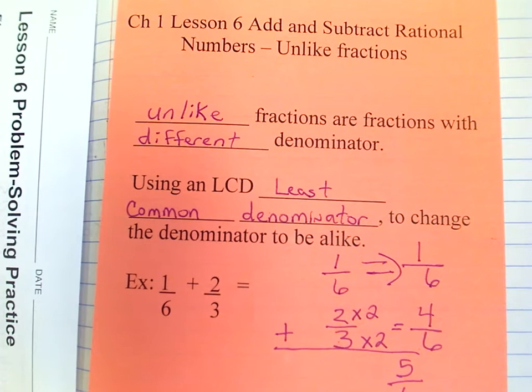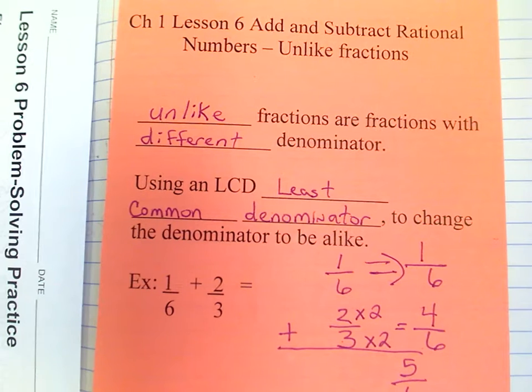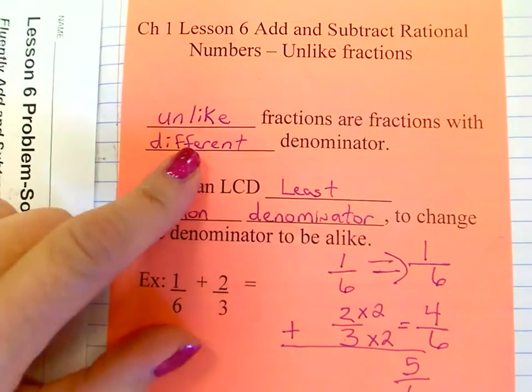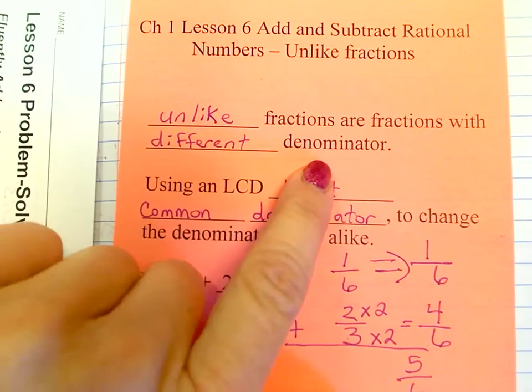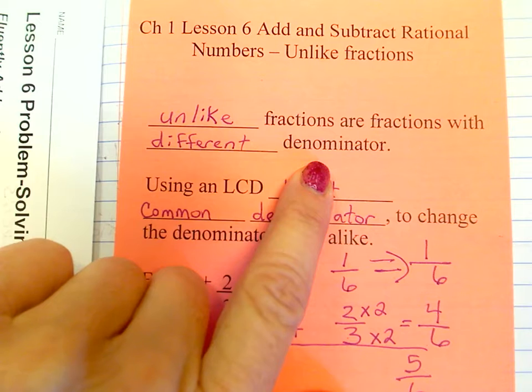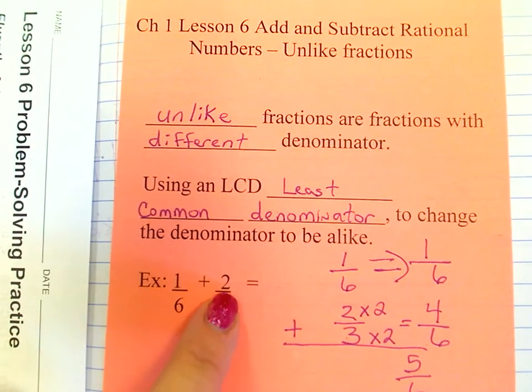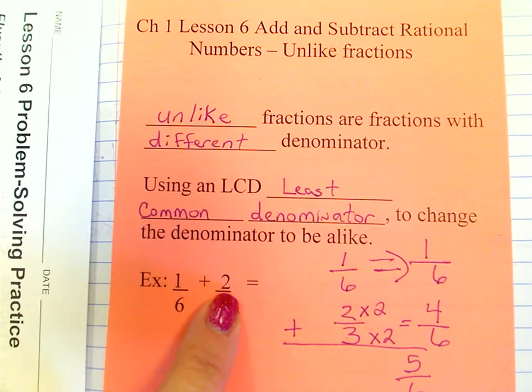This is Chapter 1, Lesson 6, Add and Subtract Rational Numbers, Unlike Fractions. Unlike fractions are fractions with different denominators. Denominators are your bottom number. The numerator is your top number.